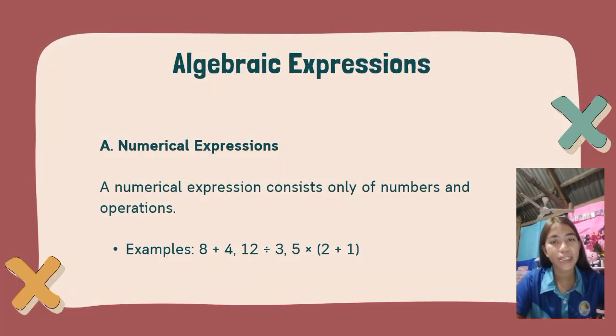Okay, so now let's proceed to algebraic expressions. First, let us know what a numerical expression is. A numerical expression consists only of numbers and operations. Examples here are 8 plus 4, where we can see no variables, 12 divided by 3, and then 5 times open parenthesis 2 plus 1 close parenthesis. Those are just numerical expressions. They are numbers and then operations.